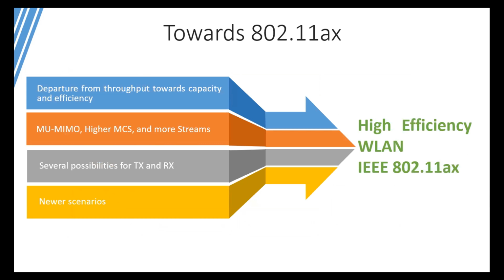So the shift toward AX happened because there is a departure from the focus on throughput toward capacity and efficiency for the users. Every user needs more multi-user MIMO options, a higher modulation and coding scheme, and more streams to satisfy several possibilities for transmission and reception and newer scenarios such as the Internet of Things and artificial intelligence. This introduced the high-efficiency wireless local area networks, 802.11ax.